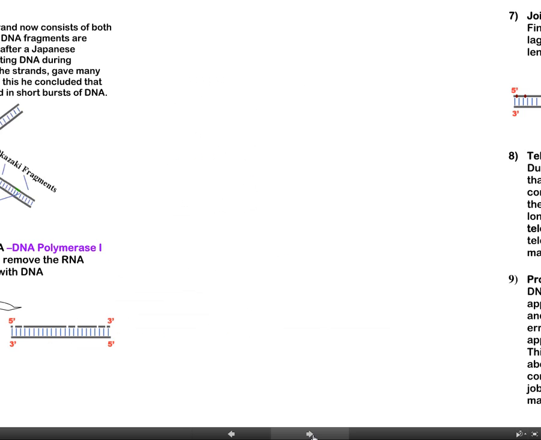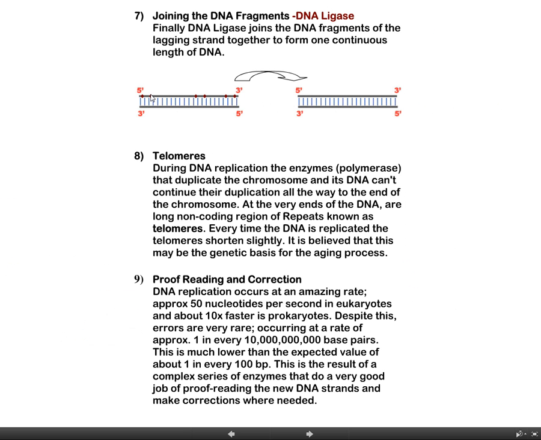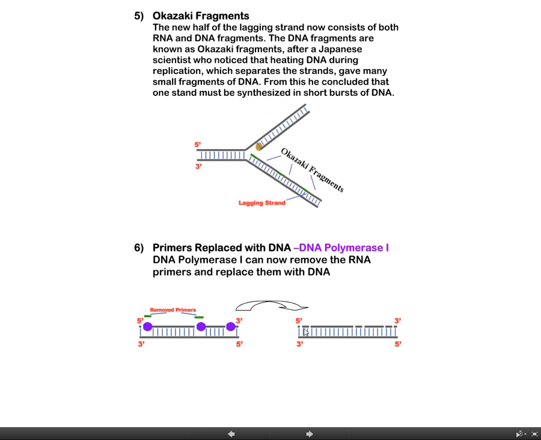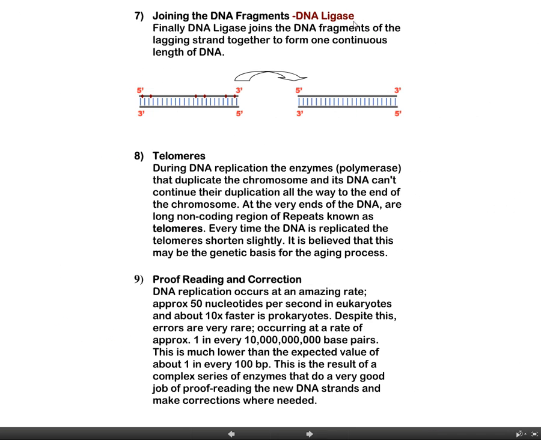So the very last step is basically this: there are still a few little nicks in the backbone. Sorry, if I go back, even though we've replaced the RNA primers with DNA, the sugar phosphates in the backbone aren't connected. So we have a special enzyme called DNA ligase, which essentially induces a phosphodiester bond. Probably don't need to know that, but it induces a bond to form in the backbone to connect together the newly synthesized lagging strand.